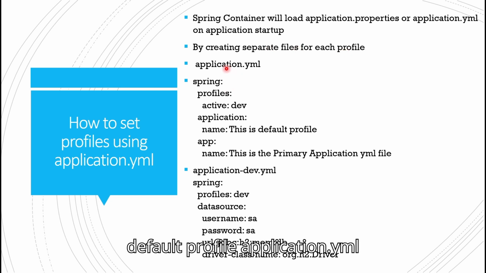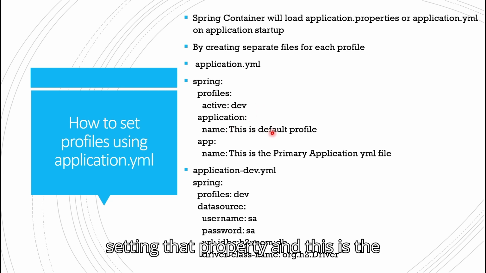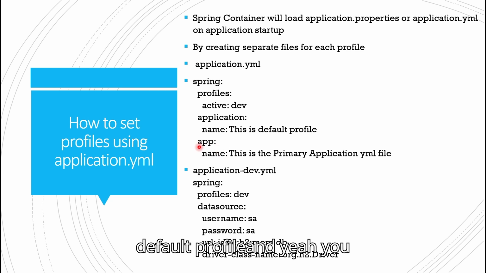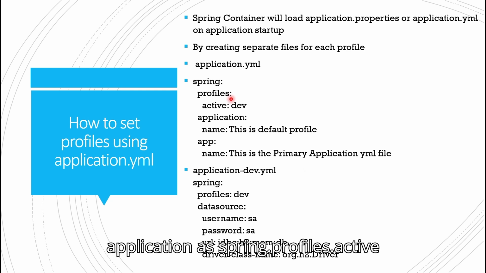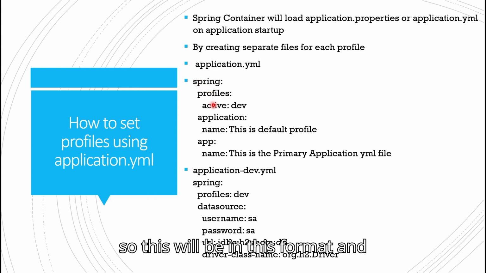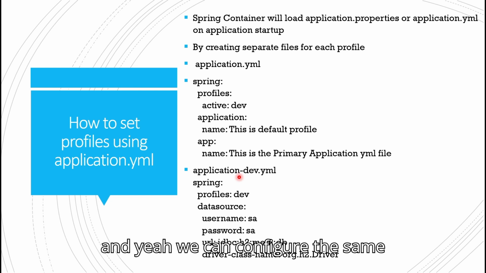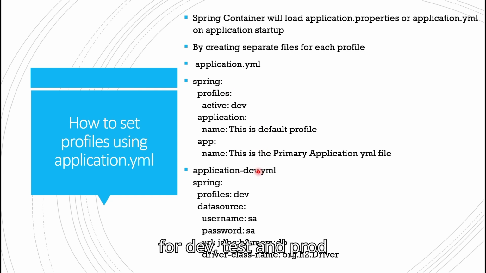So here this is the default profile, application.yml, and within this we can say which profile is active. So I'm setting that property, and this is the default profile. And you can see spring.profiles.active, and this is application.name. So whatever we have provided in the application as spring.profiles.active will be in this format, and application.name in this format. And yeah, we can configure the same for dev, test, and prod.